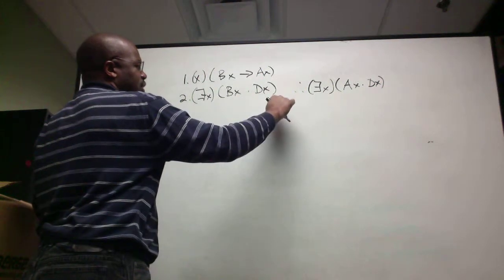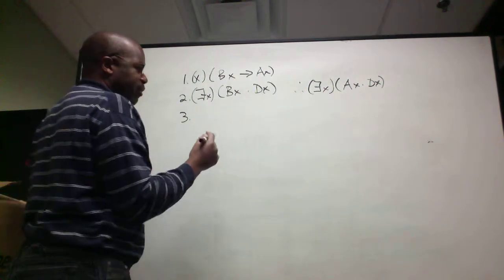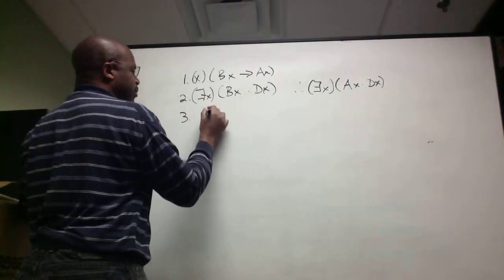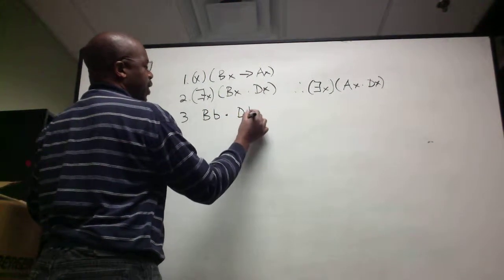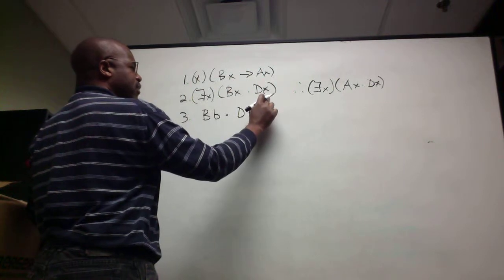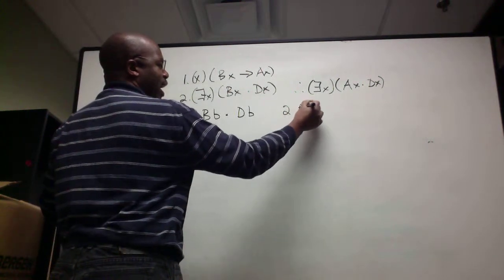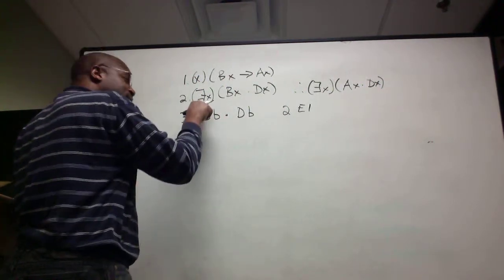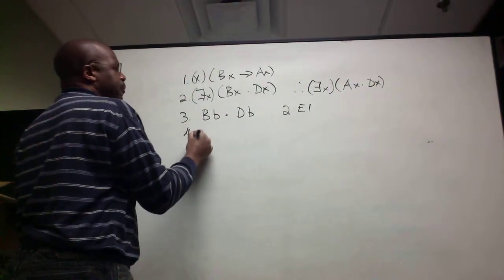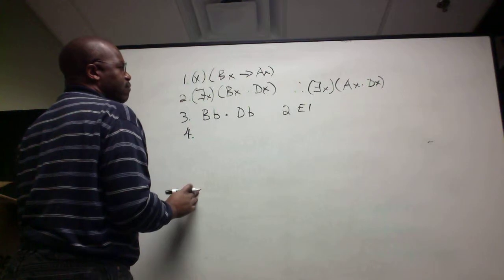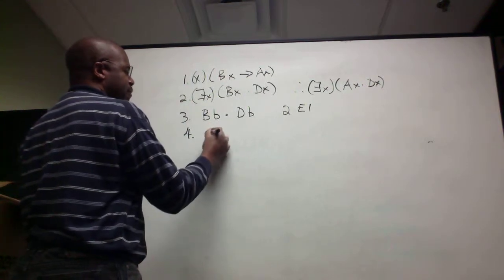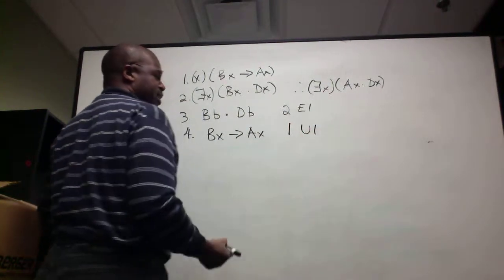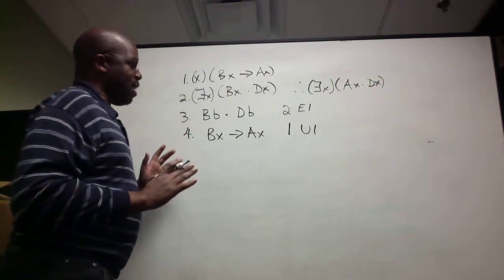But let's instantiate to a constant here and say, he uses, what does he use? He uses B. So let's stick to that and say Bb • Db. I've replaced all occurrences of x uniformly, and so I have 2 EI, existential instantiation. Same process as universal instantiation, only that I begin with this before I employ that. And then I can use universal instantiation and have Bx arrow Ax and say 1 universal instantiation. Always apply EI before applying UI.